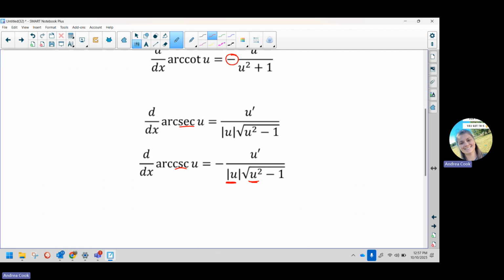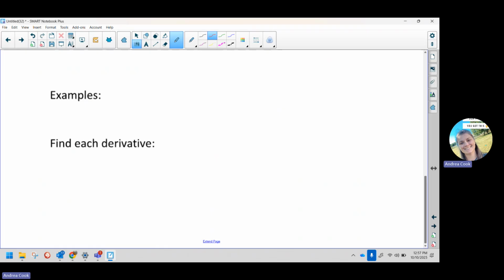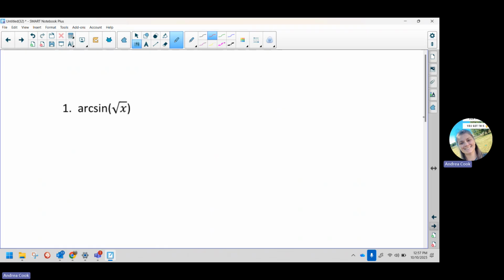Luckily, our questions that we're doing are on a different page, so keep those formulas handy so that you can look at them because you don't know them yet. So we are finding the derivative of each of these examples, and it should go pretty fast.